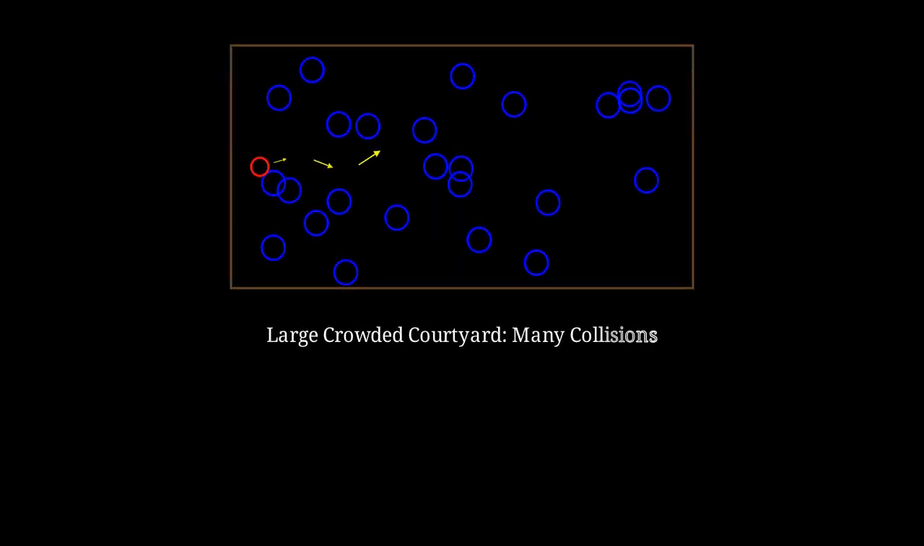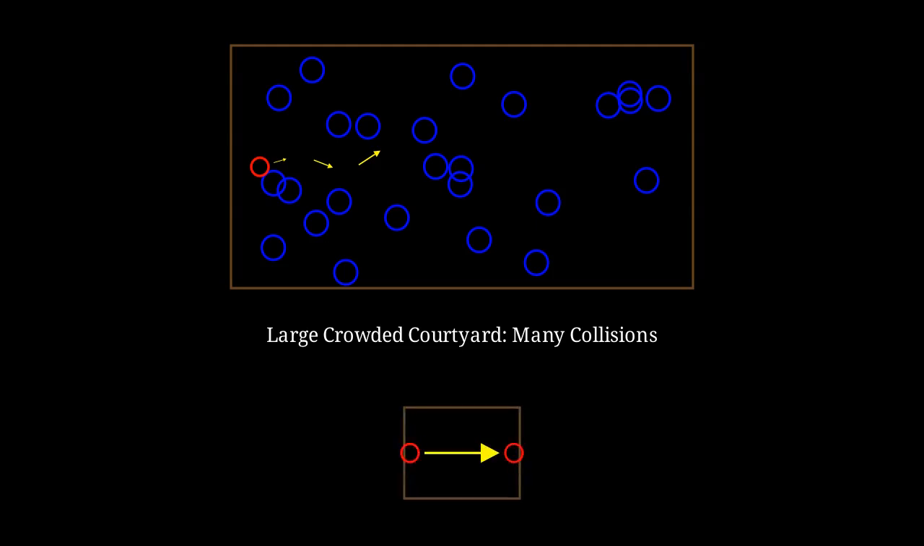Let me give you an analogy that makes this intuitive. Think about sprinting across a courtyard. Imagine a large, crowded courtyard filled with people. If you try to sprint across, you'll bump into many people. Your progress is slow and diffusive. This is like the classical diffusive transport regime.